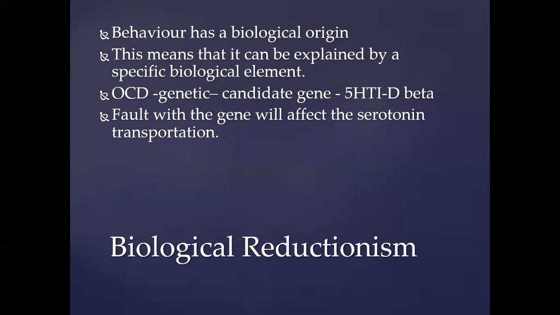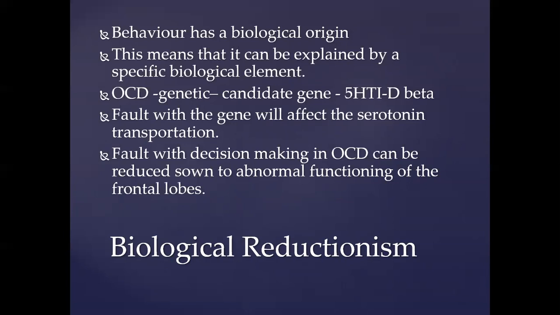A specific gene. Now, I'm not teaching you anything new here. This is a gene that we looked at when we did the biological explanations of OCD. Another example could be a fault with decision making in OCD, and that could be reduced down, not sewn down, to abnormal functioning of the frontal lobes. Again, it's taking something complex, not reducing it down to the brain, but looking at what specific area in the brain, and that's the frontal lobes. Again, I'm not teaching you anything new from this knowledge by bringing in this evidence. What I'm doing is using previous knowledge to help.